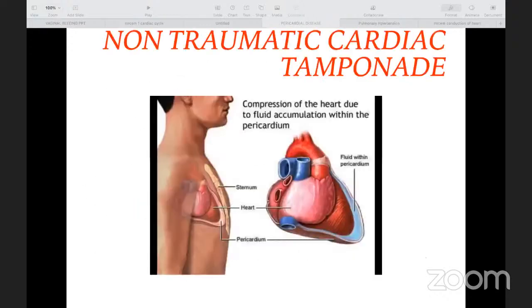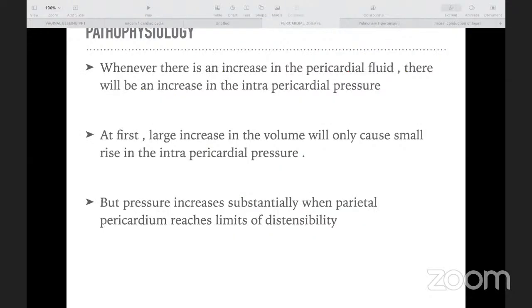Now coming to the second condition, which is non-traumatic cardiac tamponade. Now in the figure, as you can see, there is compression of the heart due to fluid accumulation within the pericardium. That is the pathophysiology. Normally there's 10 to 15 ml of fluid in the pericardial sac, and if there is an increase, there will be an increase in the intrapericardial pressure. At first, a large increase in volume will only cause a small rise in the intrapericardial pressure, but pressure increases substantially when the parietal pericardium reaches its limits of distensibility.